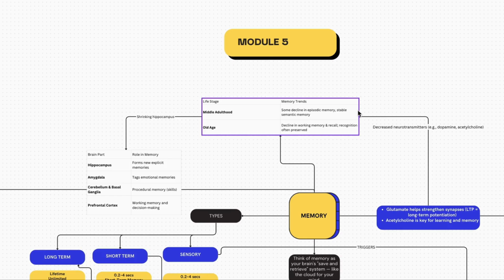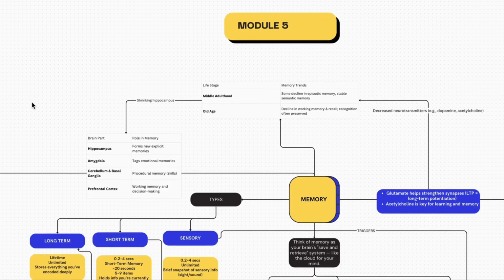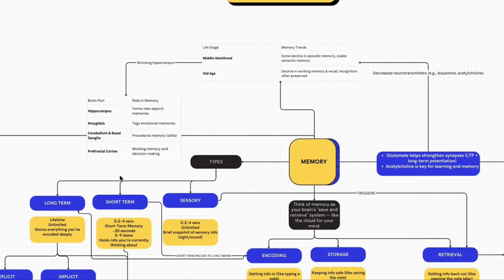What happens? For example, in middle adulthood, there is some decline in episodic memory, while semantic memory is stable. In old age, there is decline in working memory and recall, while recognition is often preserved. These are because of decreased neurotransmitters and a shrinking hippocampus, which we learned about with the structure of the brain in Module 2.